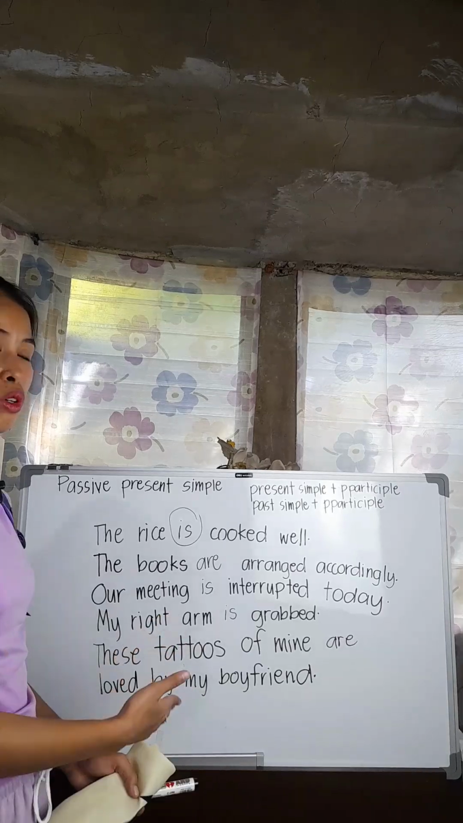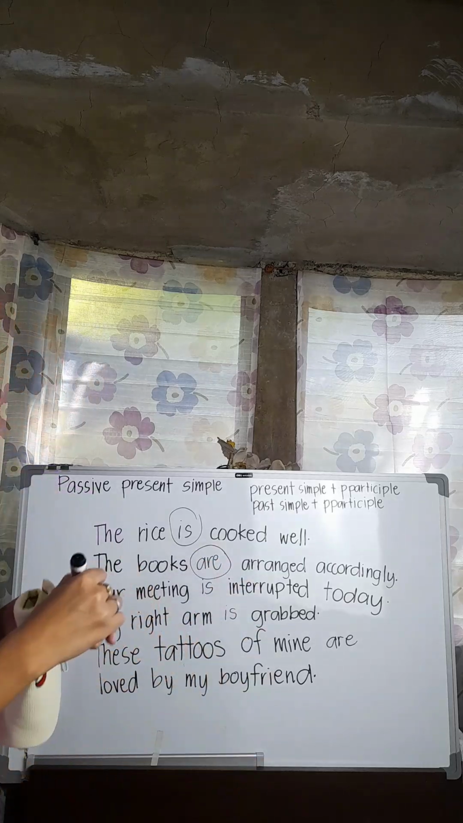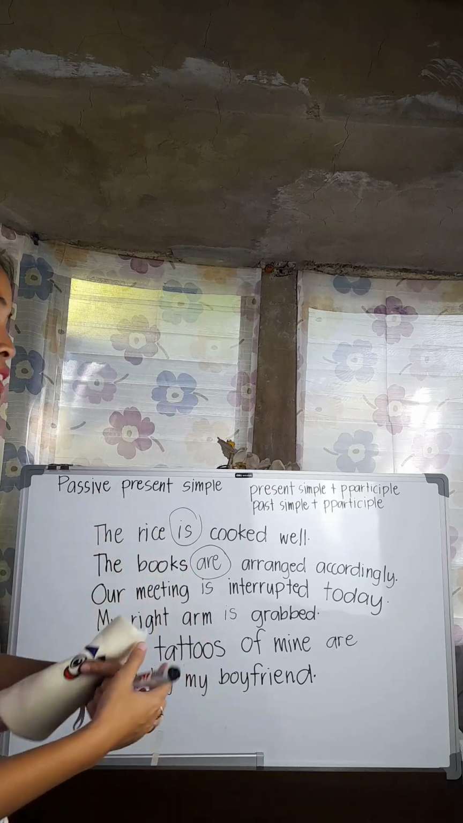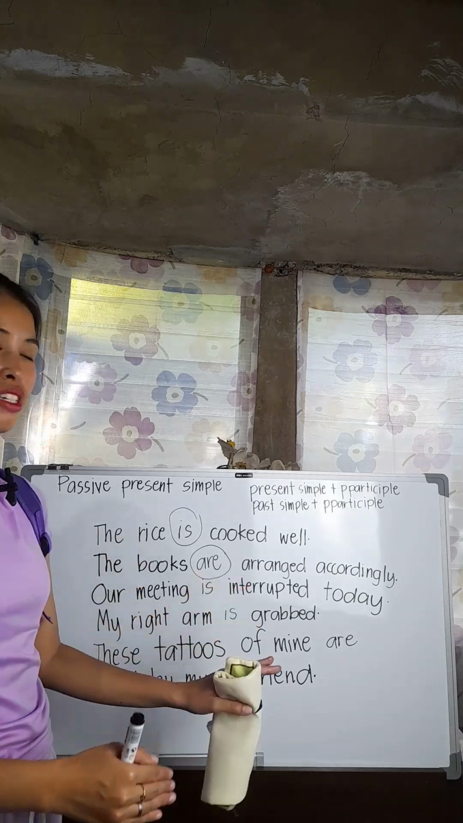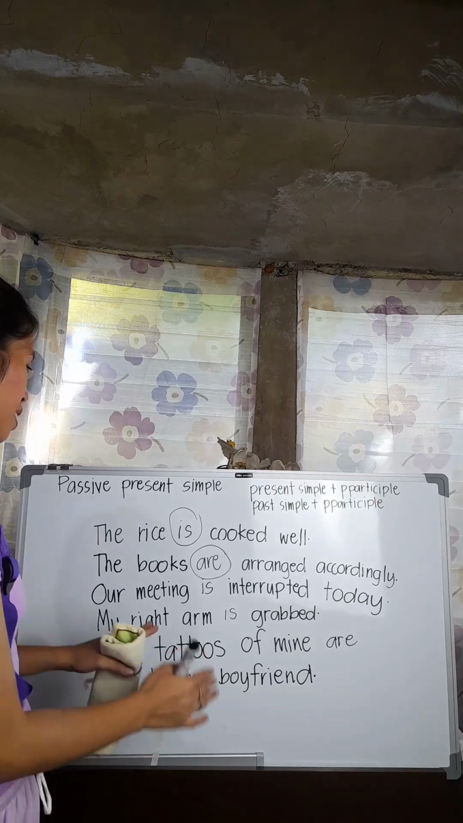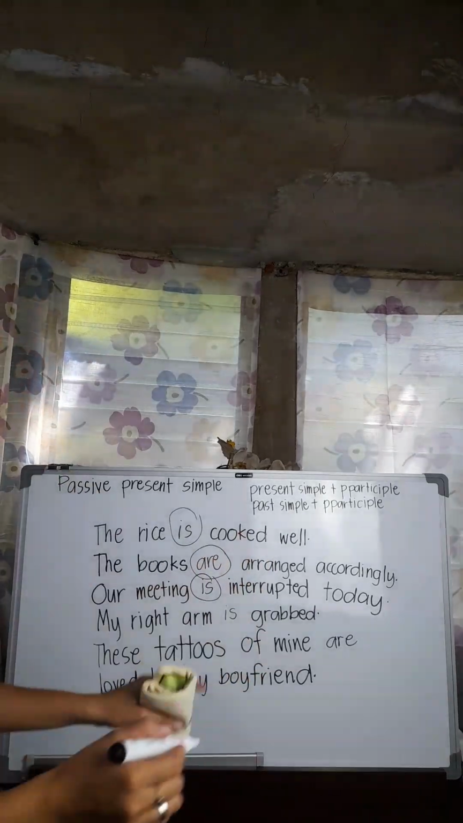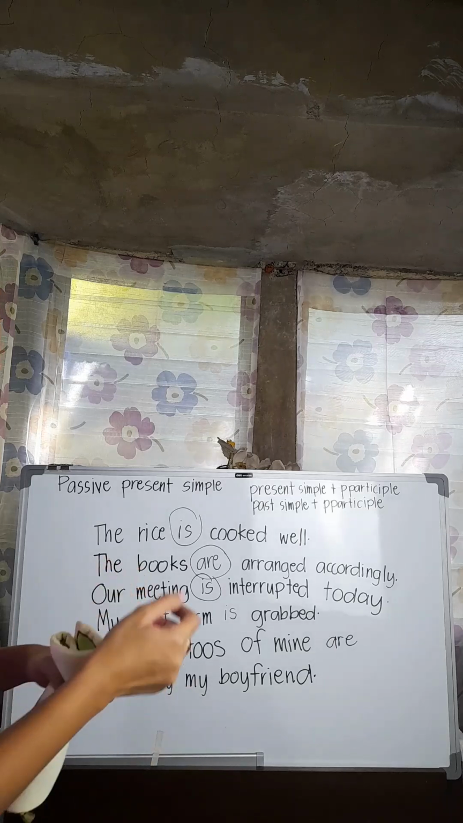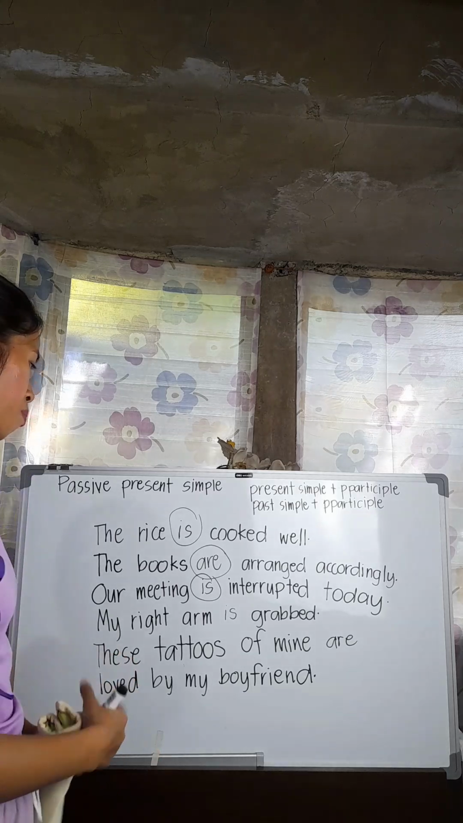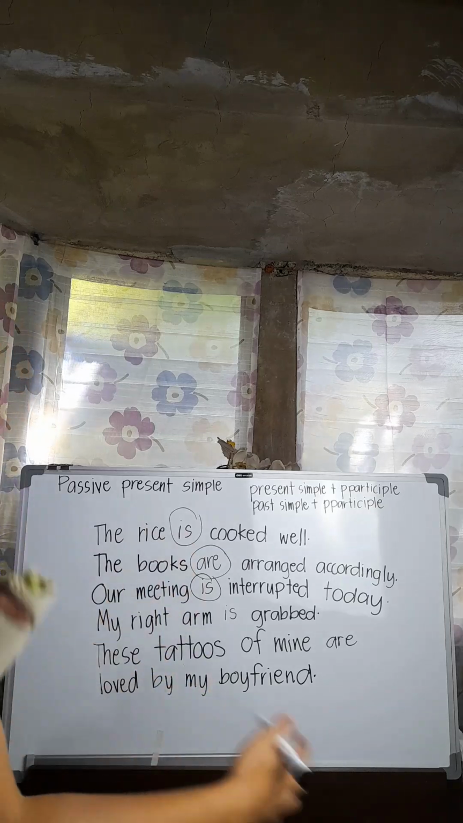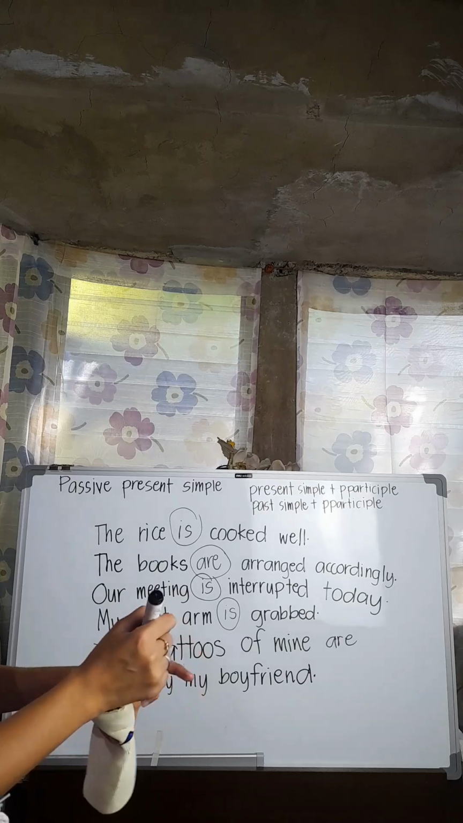For the second sentence, the books are arranged accordingly. The subject, the books, the present simple are, let's encircle it. The past participle, arranged. For the third sentence, our meeting is interrupted today. The subject, our meeting. The present simple is the word is. Interrupted as the past participle. For the fourth sentence, my right arm is grabbed. My right arm is the subject. Is as the present simple. The word grabbed as the past participle.